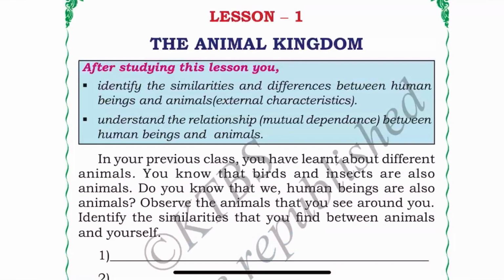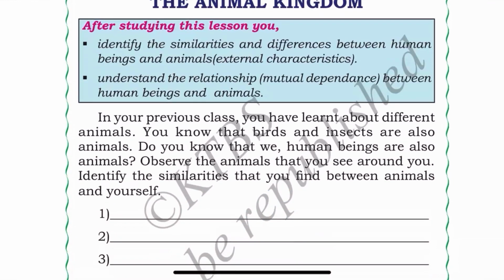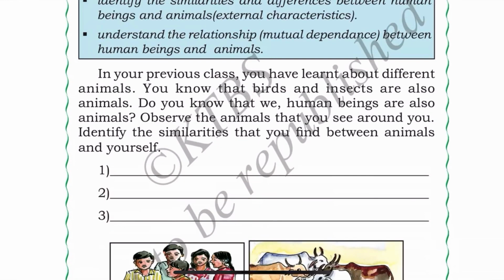So children, lesson number 1 is the animal kingdom. After studying this lesson, you'll be able to identify the similarities and differences between human beings and animals, and also you'll understand the relationship among those two.